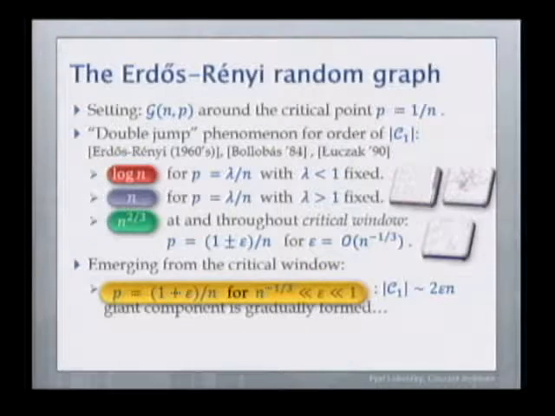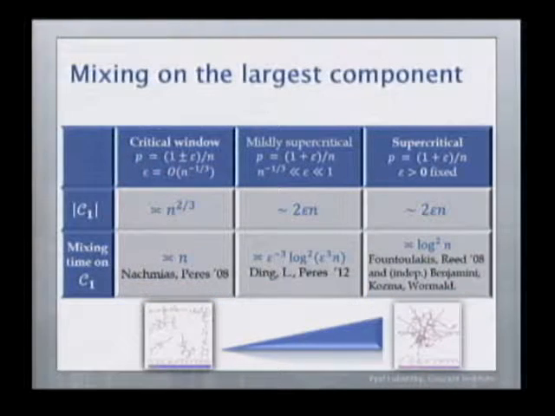Okay, so this is as it emerges from the critical window. Here's another look at it. Just look at the first line. This is the size of the largest component, starting at n to the 2/3 at criticality. It's linear because here epsilon is fixed in the supercritical regime, and in between you interpolate between the two. Just the usual interpolation.